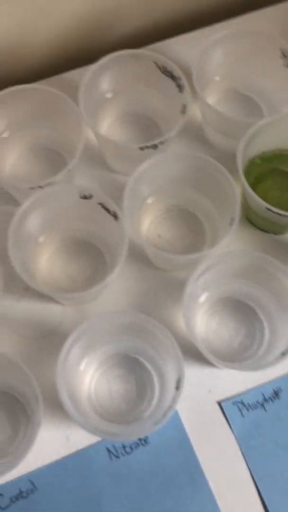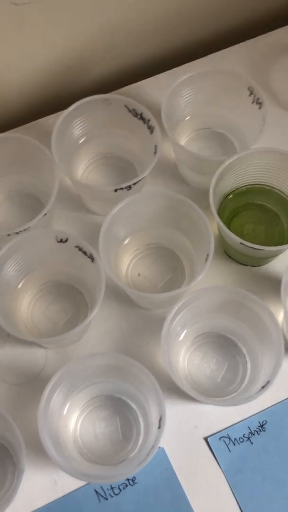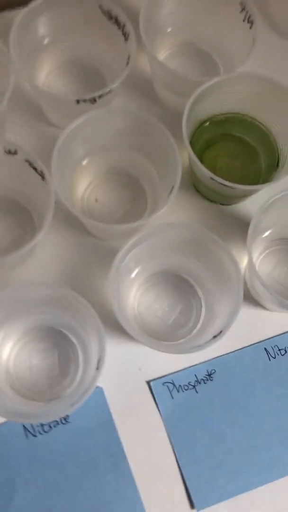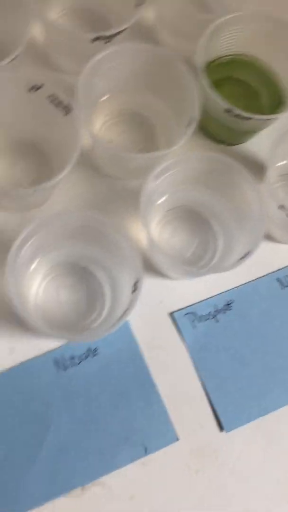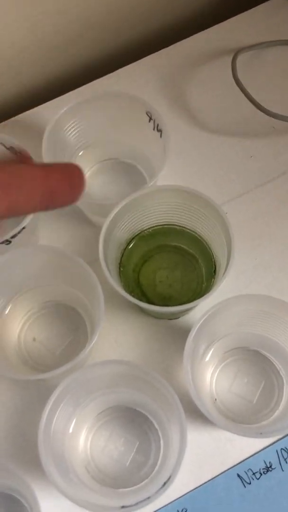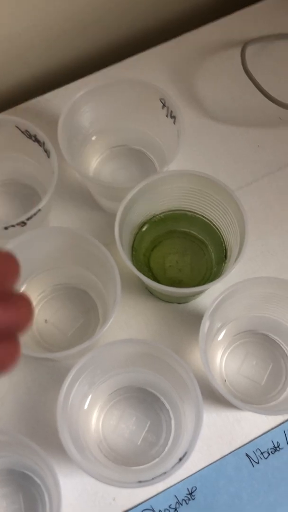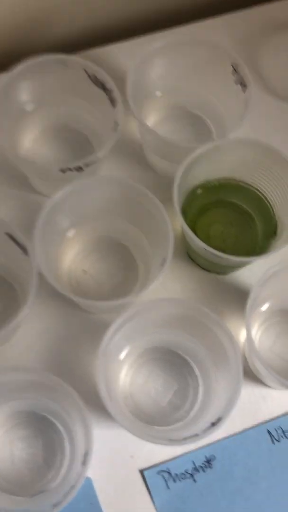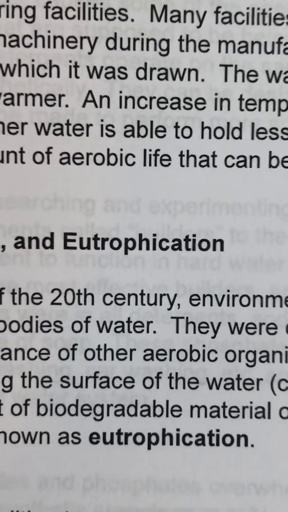And remember, when we have an increase in biodegradable material, such as nitrates and phosphates, and the accumulation of them causes accelerated growth, it is called eutrophication. So there's our word right there, eutrophication. And again, we're talking about just nitrates and phosphates right now.